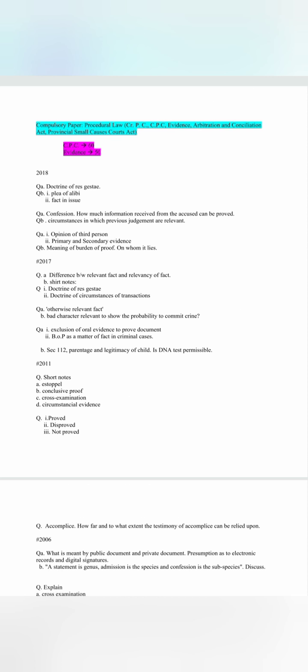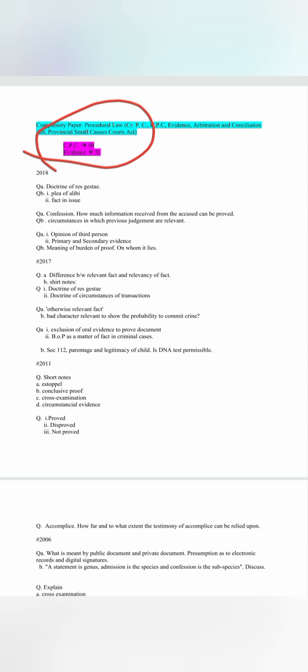So this is the kind of approach which you are going to use while preparing for the other subjects. Like in case of CPC, you will go through the previous 10 years' questions and try to understand what the areas of focus are, and based on your analysis, you will prepare those topics.